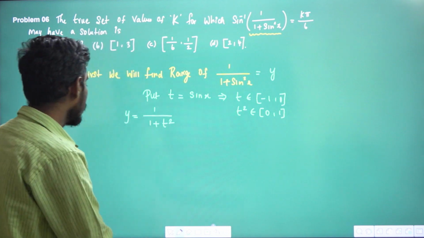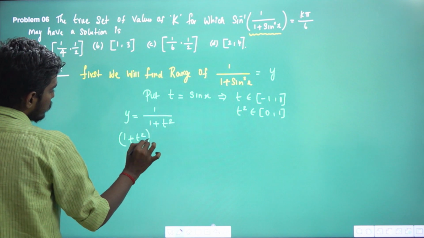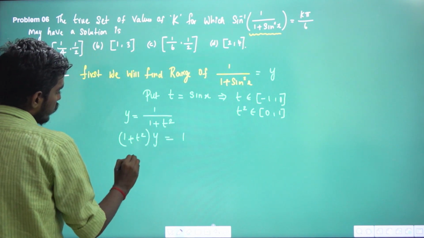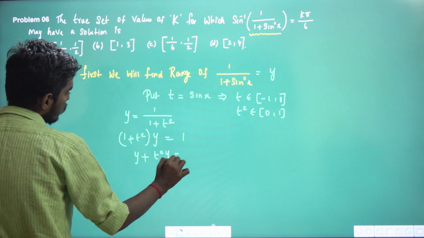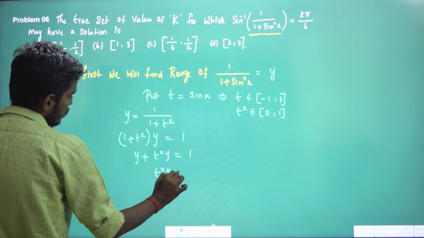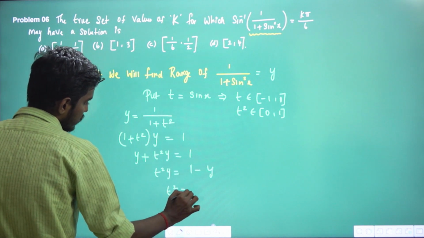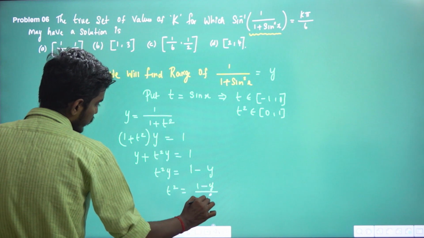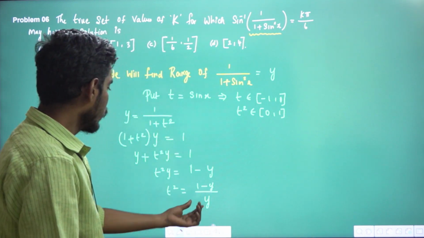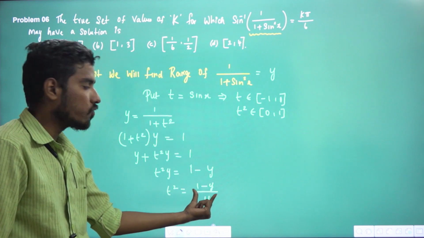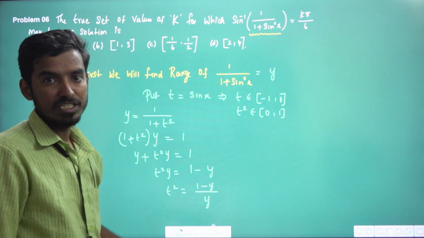We already know this. So this is the same as 1 plus t square into y is equal to 1. So y plus t square y is 1. So t square y is 1 minus y. So t square will be 1 minus y by y. Now we know t square belongs to the closed interval 0, 1. So you find all y from 0 to 1 that satisfy this condition. That is the range for f.